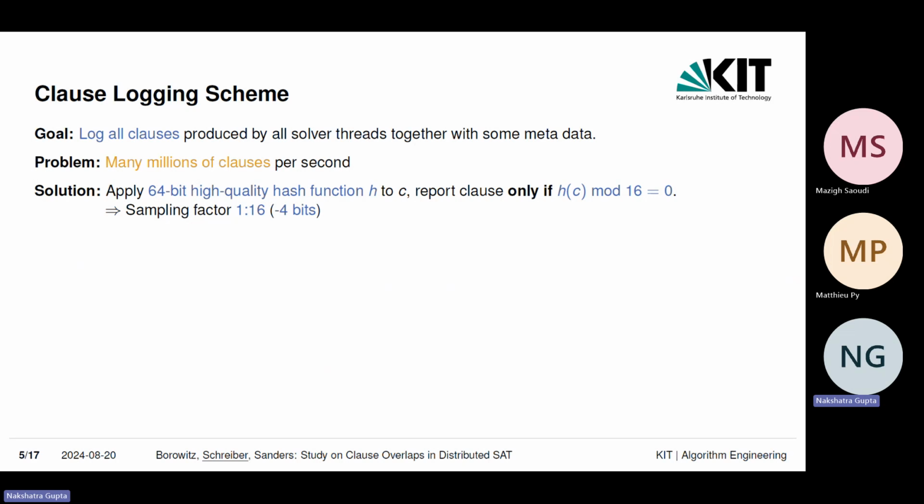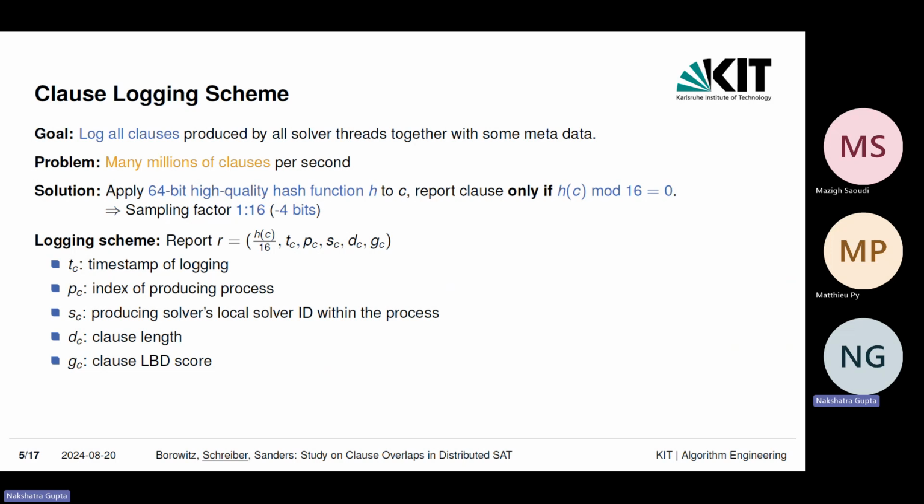So we essentially cut off 4 bits of our hash value. And then what we actually report with a clause is its timestamp of logging relative to the beginning of solving, then which particular solver thread produced the clause. So that's first the index of the process that produced the clause, and then the index of the solver thread within the process that produced the clause. We also log the length of the clause and the literal block distance score of the clause.